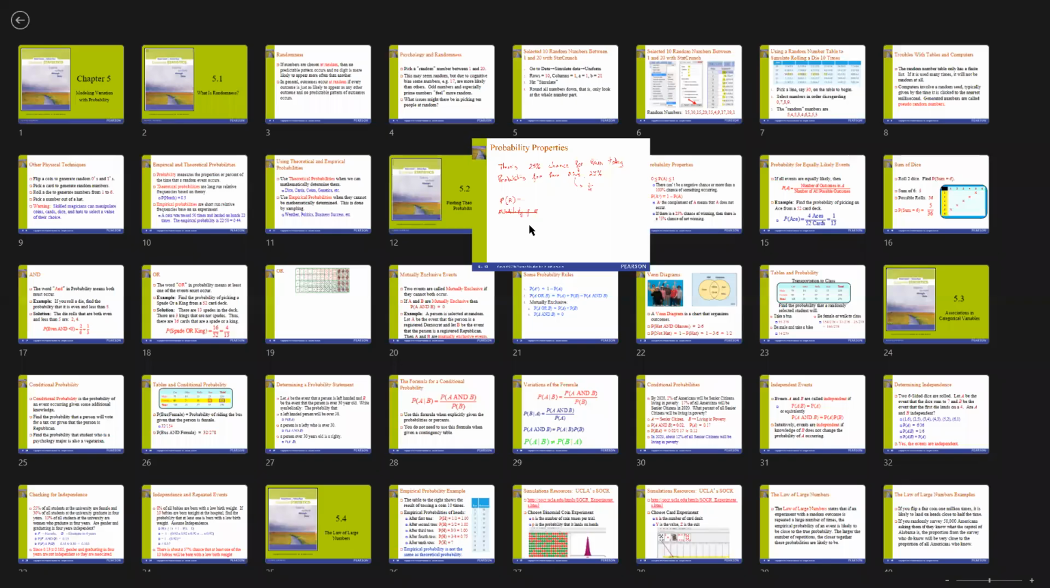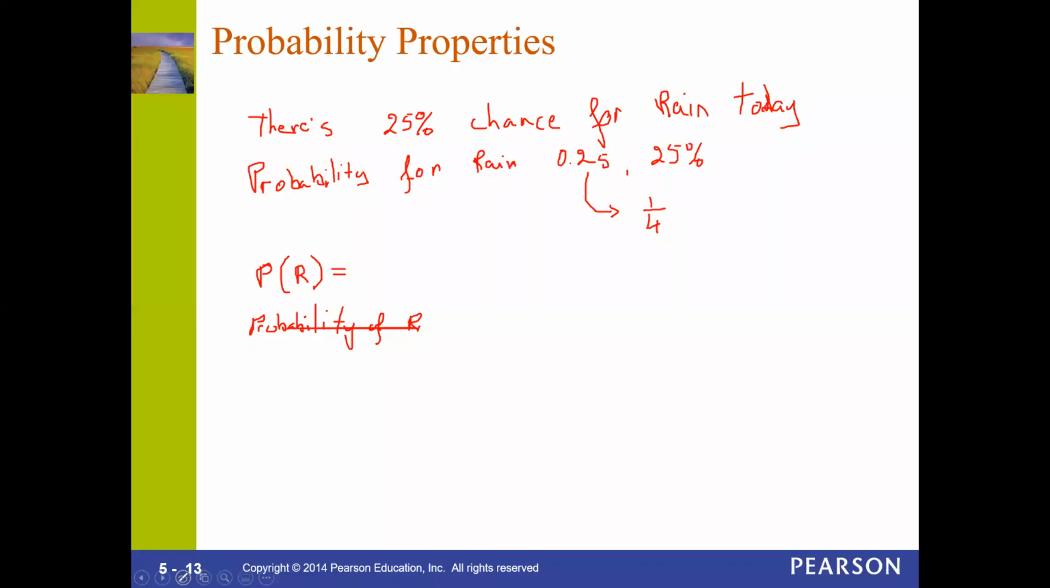Wow, one moment. Get my pen again, erase that little part here. So the probability for the rain will be 0.25. Notice that this can also be written as 1/4. This can also be written as 25%.